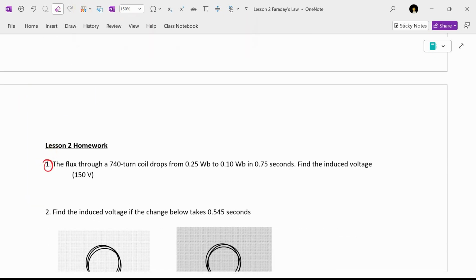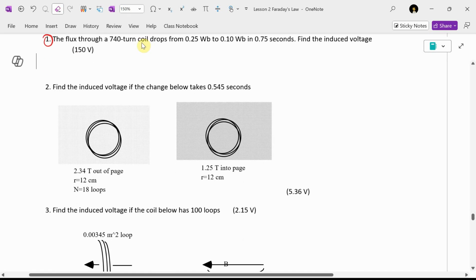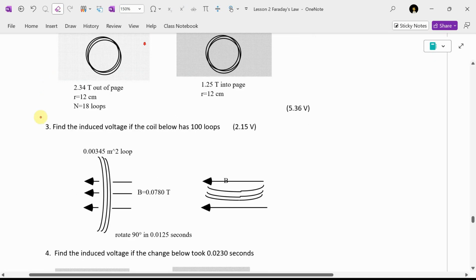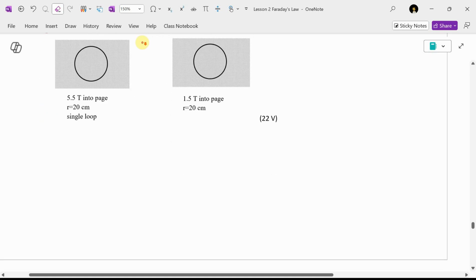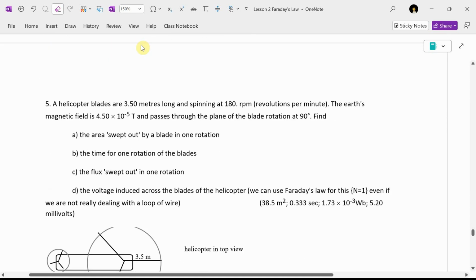Number 1. Number 2. Number 3. Number 4. You can skip 5, although 5 is really cool. I'm going to cross it out, but I'm going to talk about it.